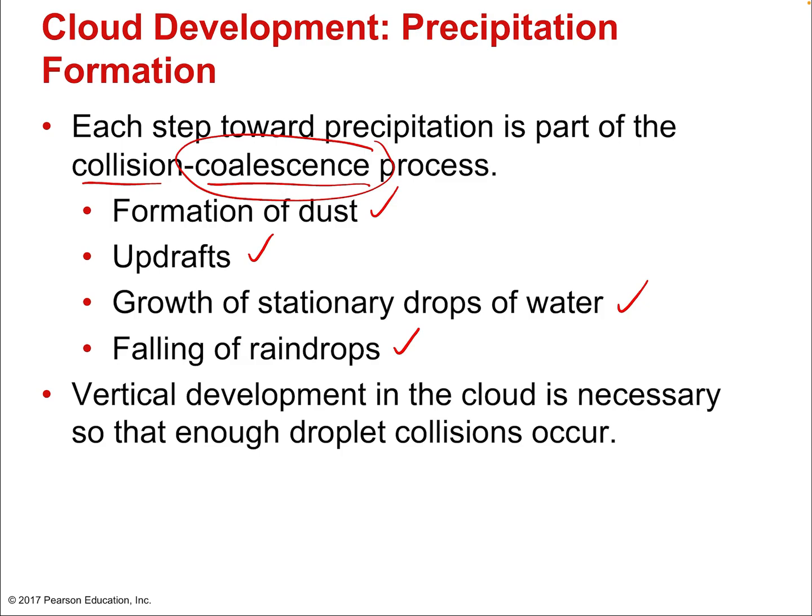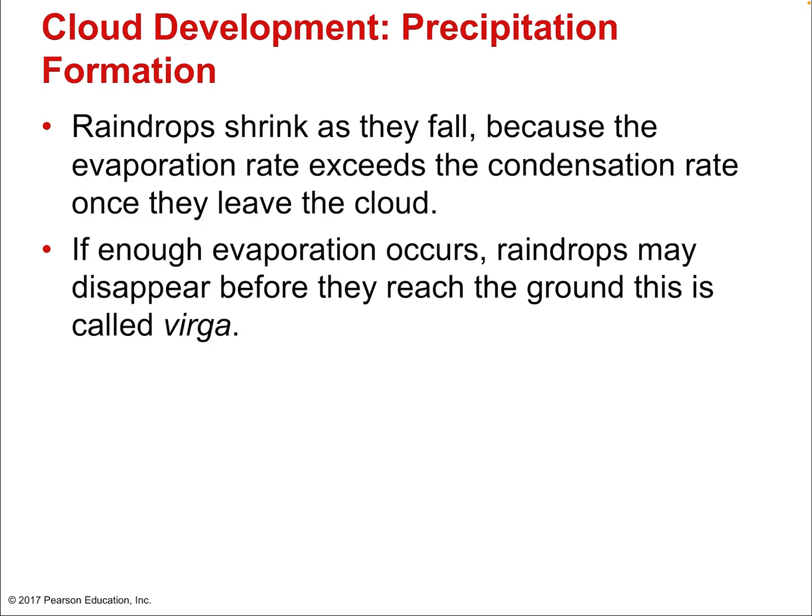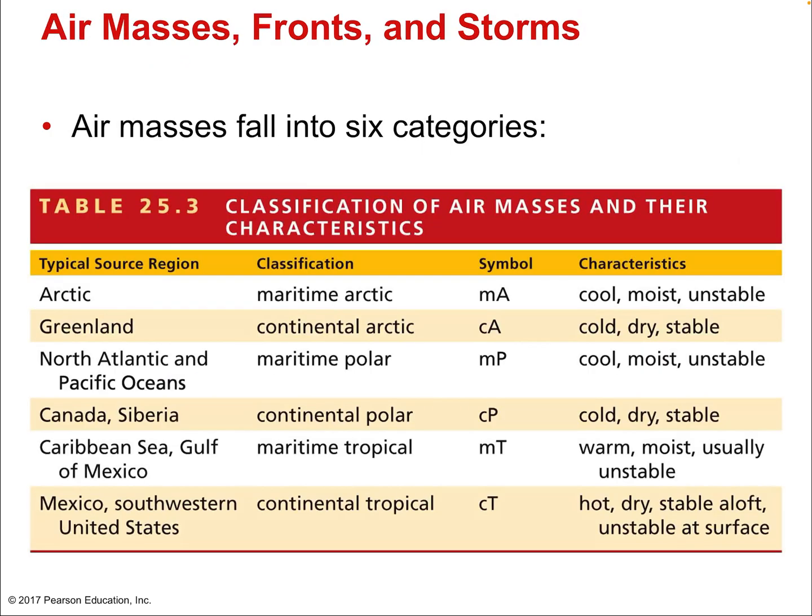Vertical development in the cloud is necessary so that enough droplet collisions occur. You have to have that chain reaction. You have to have drops coming from above that lead to more drops below. Raindrops shrink as they fall because the evaporation rate exceeds the condensation rate once they leave the cloud. So sometimes they never hit the ground. They can actually evaporate midair. If enough evaporation occurs, raindrops may disappear before they reach the ground. This actually has a name. It's called virga. It's like this illusionary rain. You see it, but it never actually hits the ground.